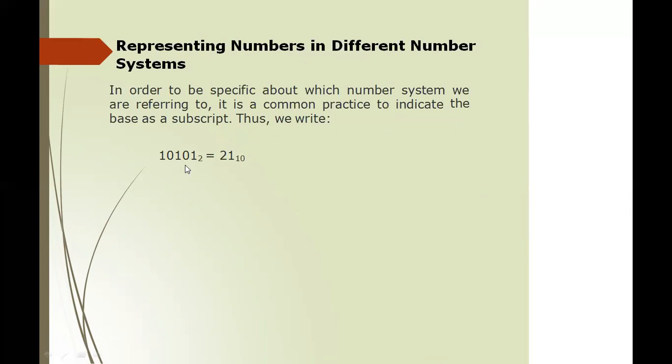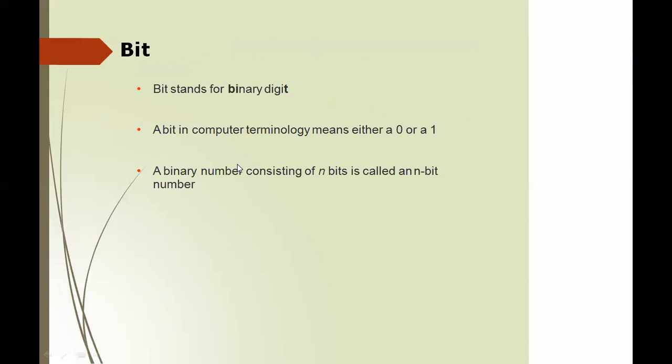And representing a number in a different system, that is from binary to decimal. Here, for the binary number system, the base is 2 on the left side, and here the base is 10, that is the decimal number system. Here B stands for binary digit, and a bit in computer terminology means it's either a 0 or a 1, and a binary number consisting of n bits is called an n-bit number.